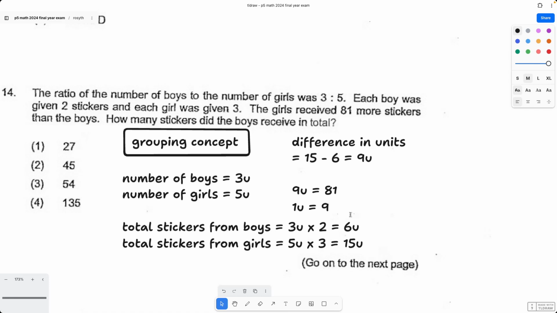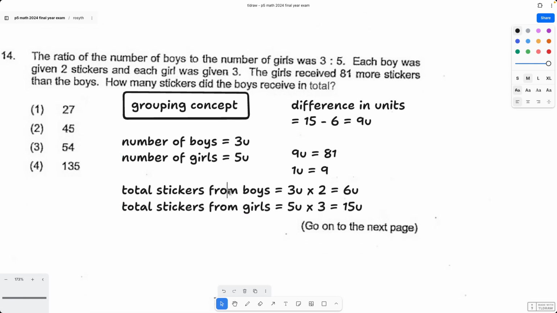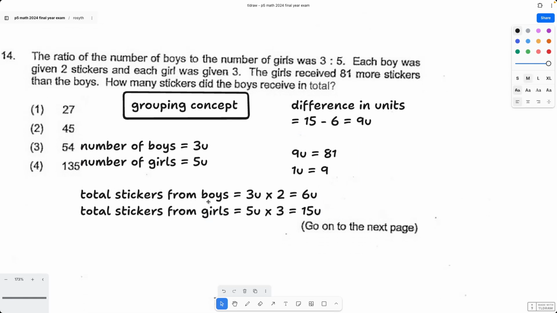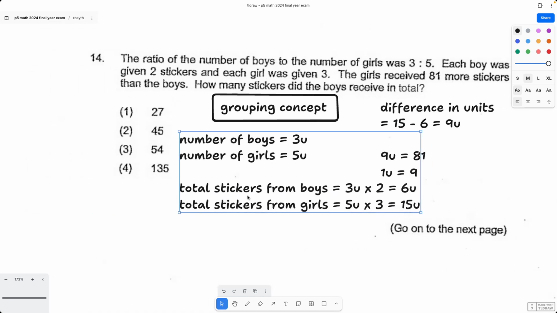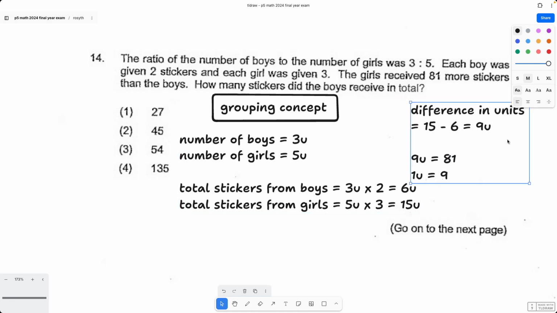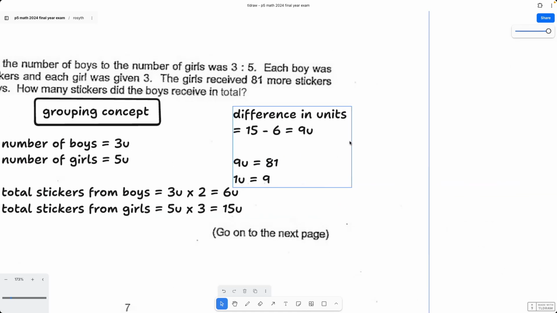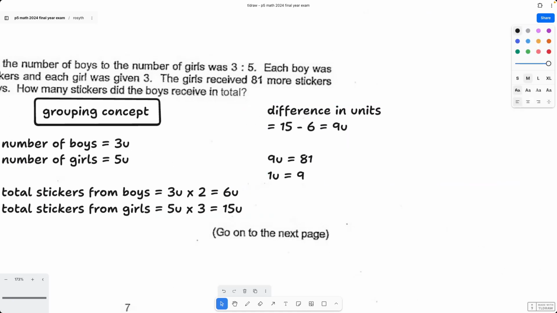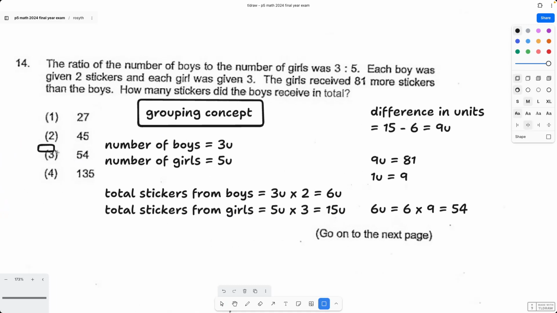Okay, so how many stickers did the boys receive? So total stickers, 6 units is equal to 6 times 9, equal to 54. That's it. So the answer is 54, which is option number 3.